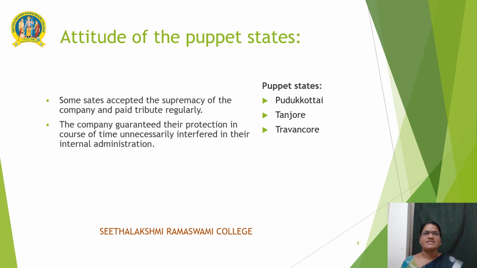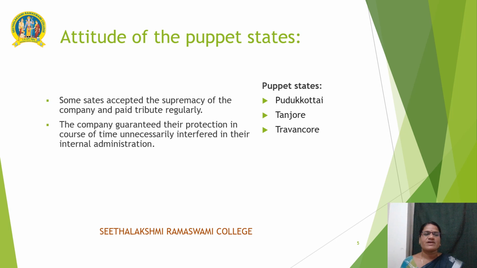Attitude of the puppet states. Among the states annexed by the British government, a few intended to continue their previous position just to maintain their states. Hence, they accepted the supremacy of the Company and paid tribute regularly to the British. In turn, the British granted their protection and imposed military expenses on them.